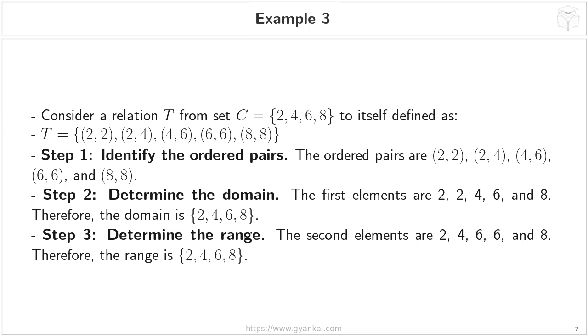That means we don't repeat any numbers. So the domain of relation T is the set containing 2, 4, 6, and 8. We write that as {2, 4, 6, 8}. Step 3, determine the range.